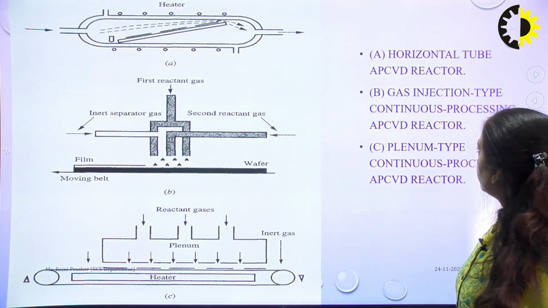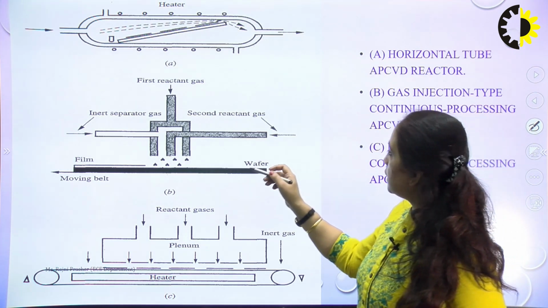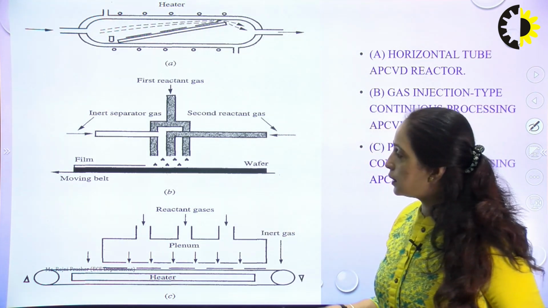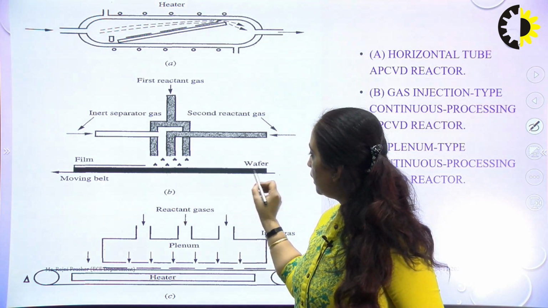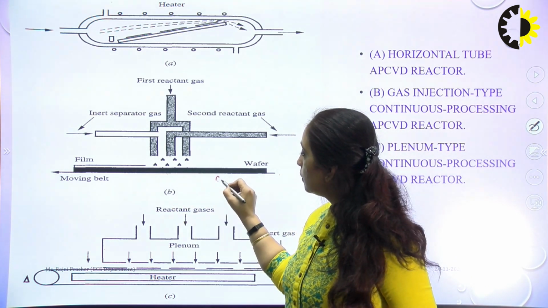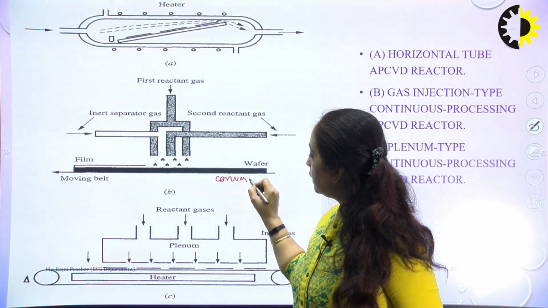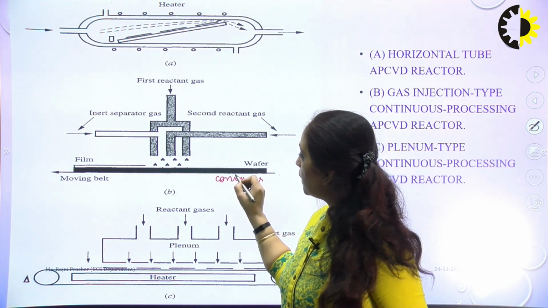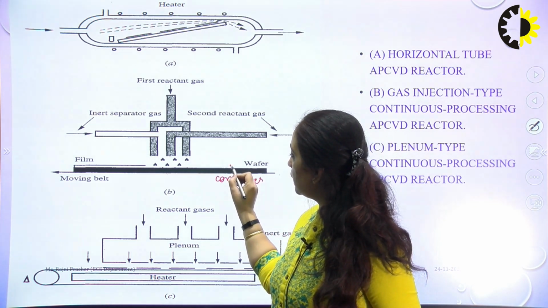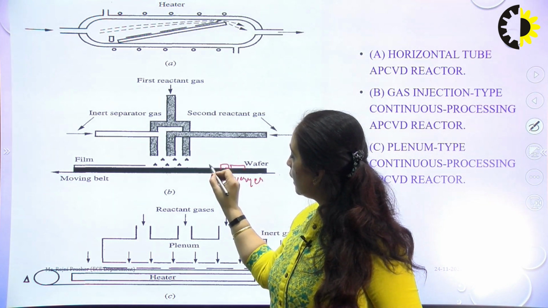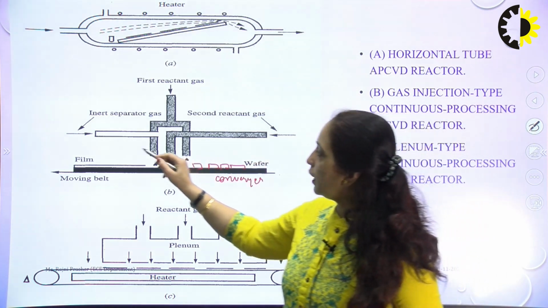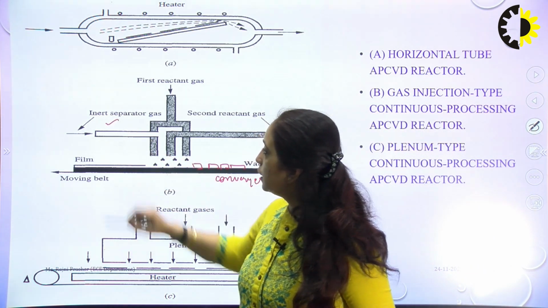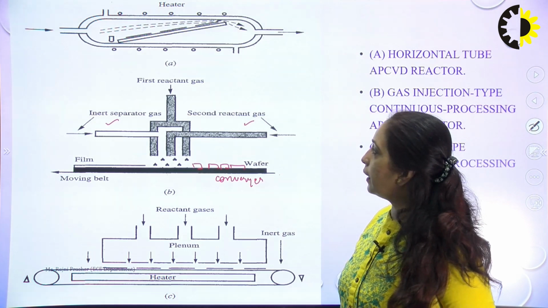The second is the continuous process APCVD. In the continuous process APCVD, we have this susceptor. It is placed on a conveyor belt, and some wafers will be placed here. Okay, and they are in a moving position. So from here we have the inert separator gas and the second reactant gas.